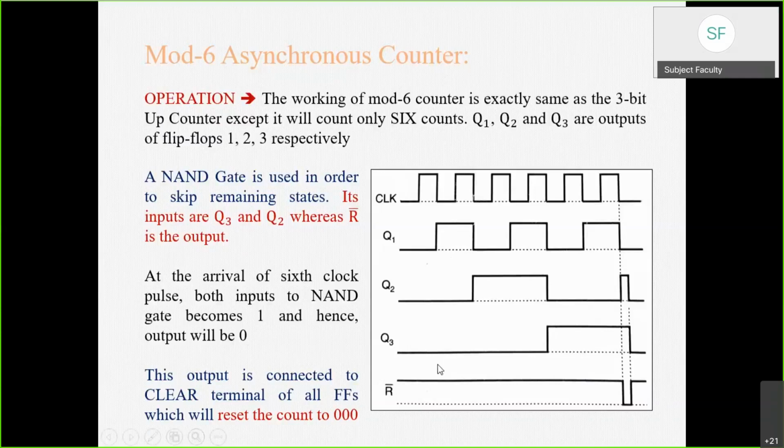These are the waveform timing diagrams of the mod 6 asynchronous counter. Here also you can observe these are the clock pulses. Again our flip-flops are negative edge triggered, so I am first denoting all the negative edges.